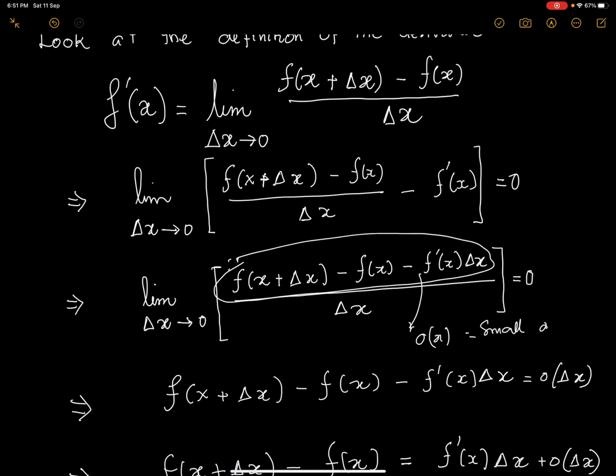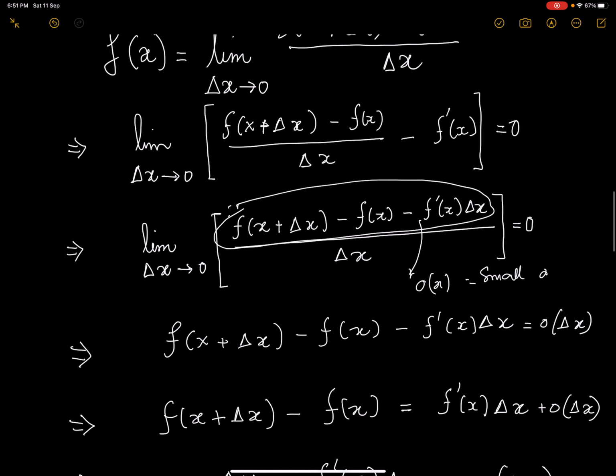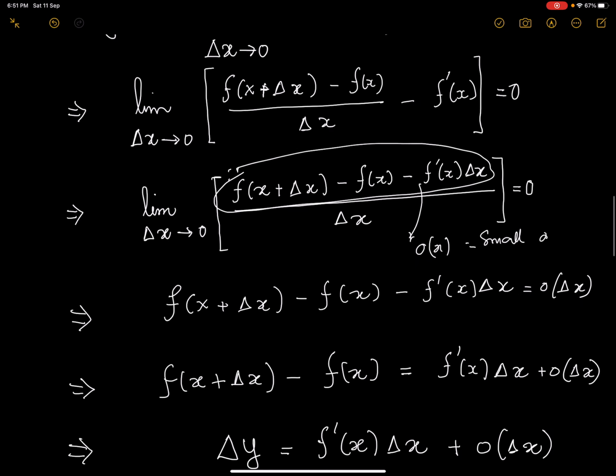Now what happens is I can now write f(x + Δx) − f(x) − f'(x)Δx is o(Δx). So that's what I write. So it's kind of an error basically. It tells you that f(x + Δx) − f(x) is actually equal to f'(x) into Δx, but actually that's not true because there is a limit thing here. So there must be some error.